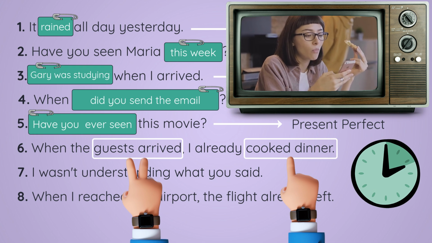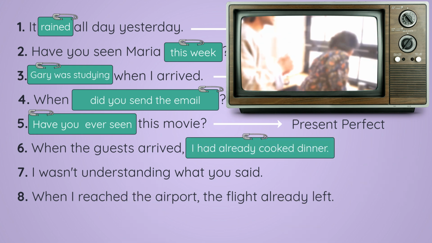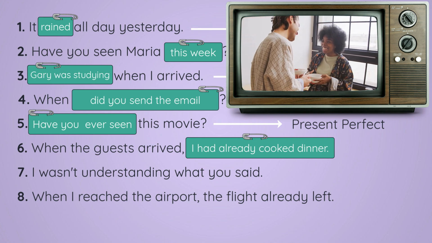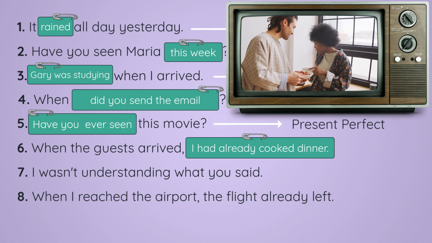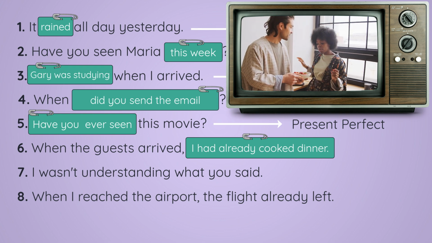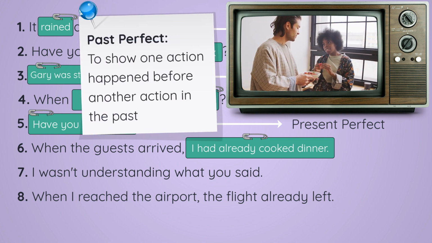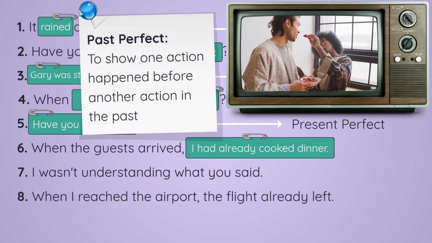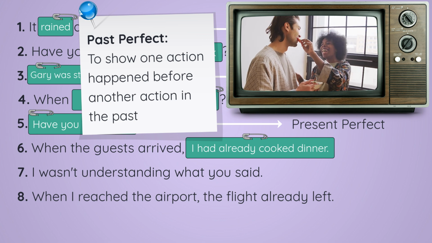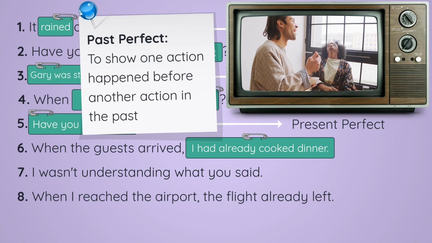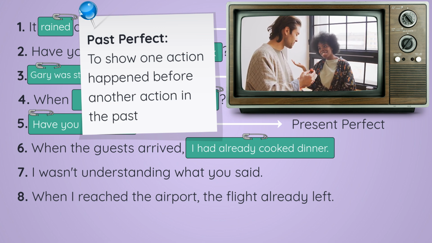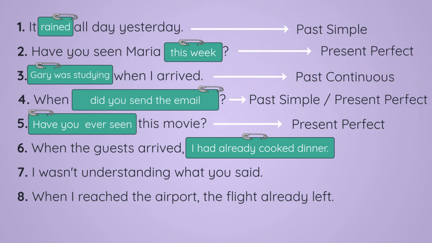So, when the guests arrived, I had already cooked dinner. So that is an example of when we can use the past perfect. Past perfect is used when we are talking about two actions and you want to show that one of them happened first in the past, although both of them happened in the past. The past perfect part of the sentence shows you what happened first in the past. So if you didn't know that, then please review the past perfect. Okay, you're doing great.